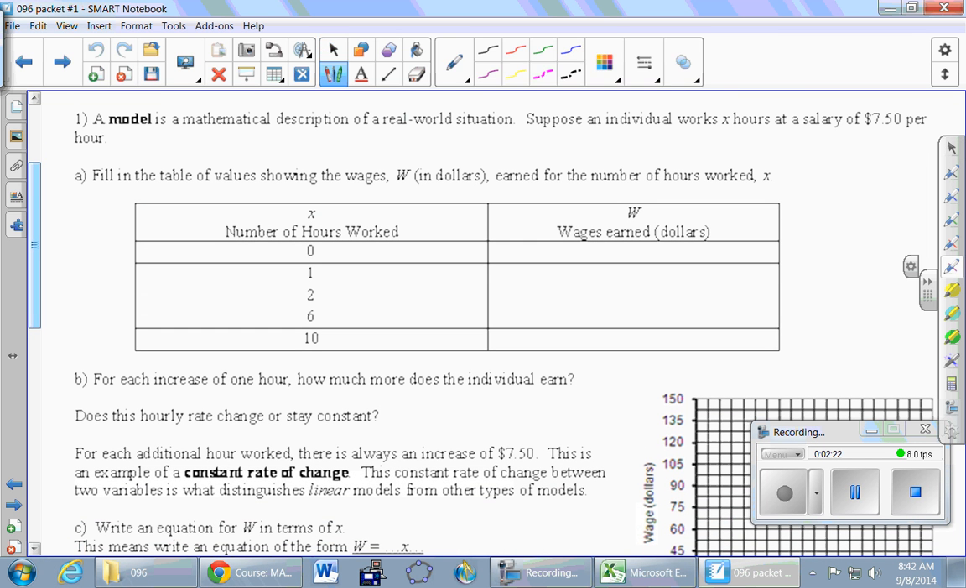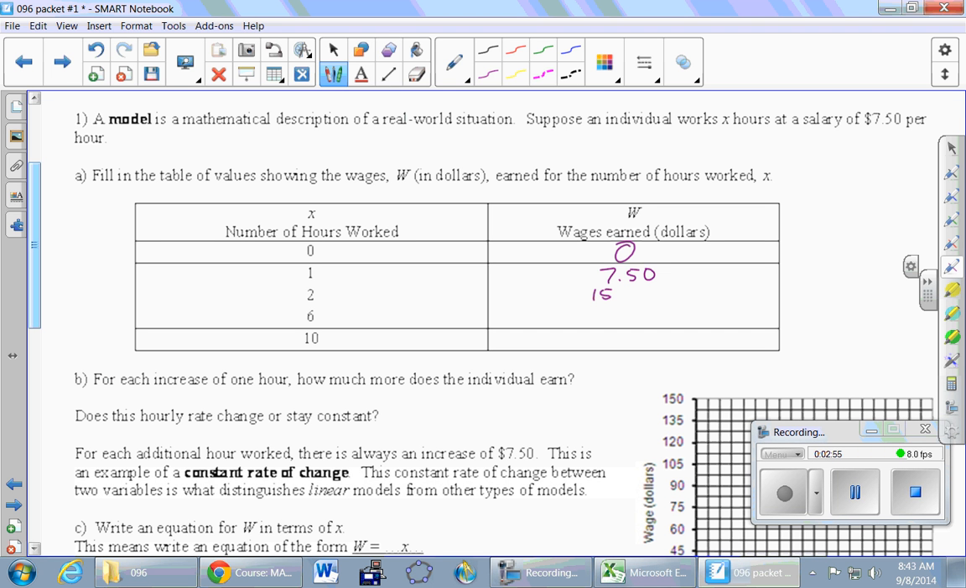Okay, so we're going to start with part A. We've got somebody making $7.50 an hour, and we're going to fill in this table that shows the wages in the second column earned for the number of hours worked X in the first column. So, for example, if you work 0 hours, then what are your wages? $0. Unfair, but true. And then if we work 1 hour, how much do we make? $7.50, that's fine. And if we work 2 hours, $15. Okay, so far so good.